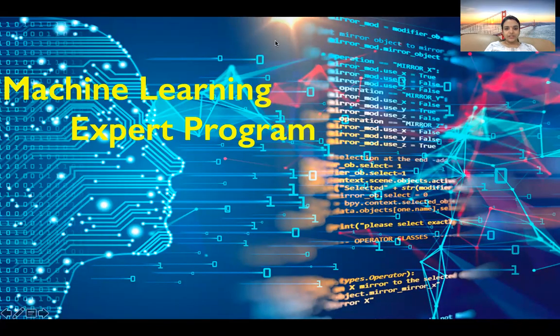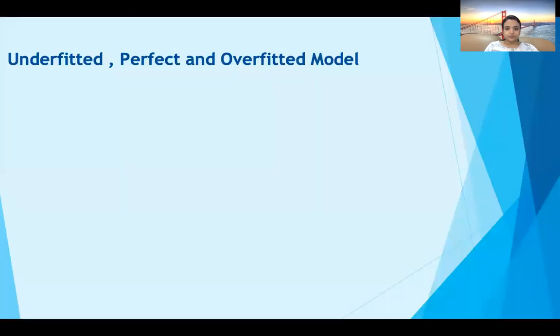So in the previous session, we learned about the type of error that a model makes while we train the model. We learned about the overfit, underfit and perfect model. Here we will see how we can distinguish all these three models. Okay, let's start. Let's see all the three models: underfit, perfect and overfit.